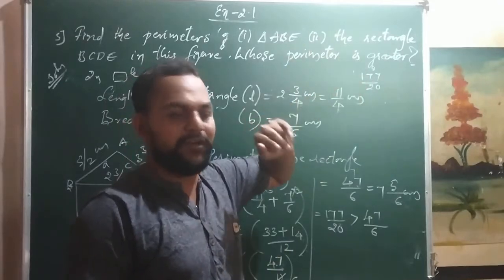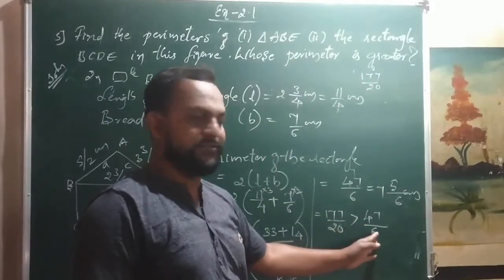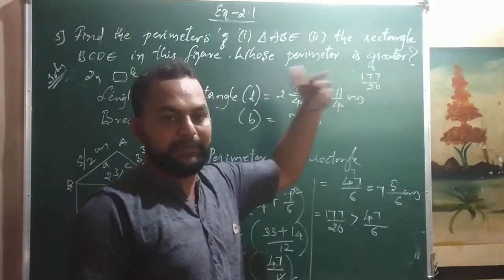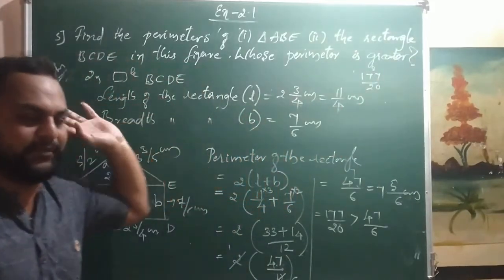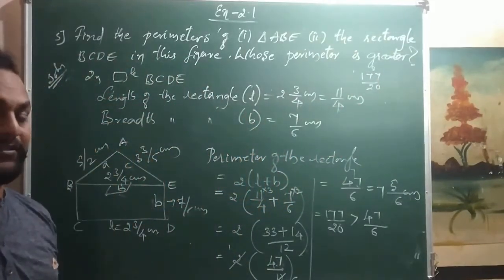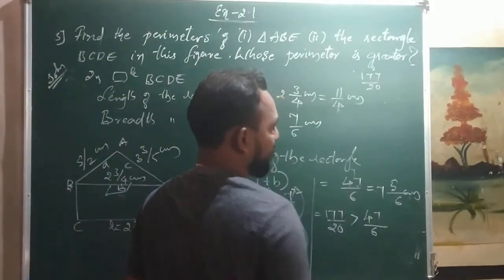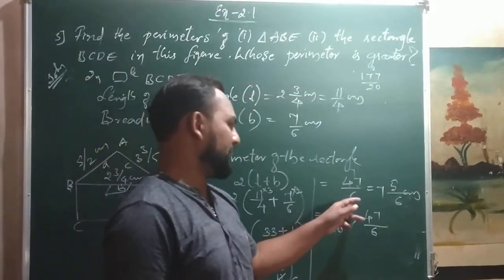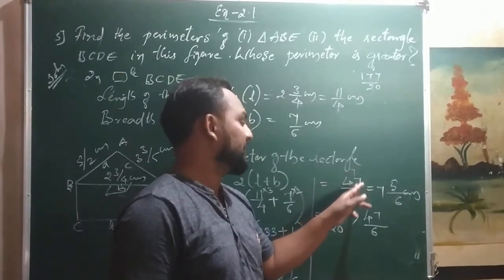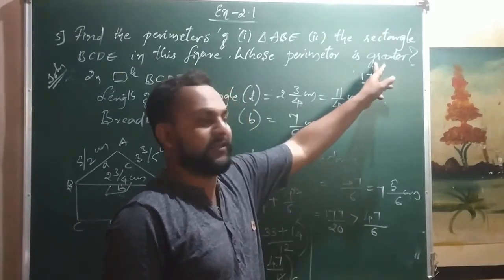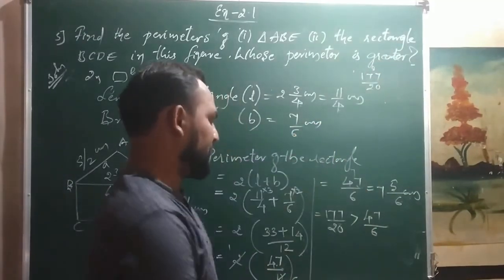To compare these two, first take the LCM of 20 and 6, then multiply the LCM to each fraction. In the previous question, arranging in ascending and descending order, same procedure. 177 by 20 is greater than 47 by 6. Here in the decimal, 6 7s are 42, 8 is a bigger value than 7, so this is greater than this one.